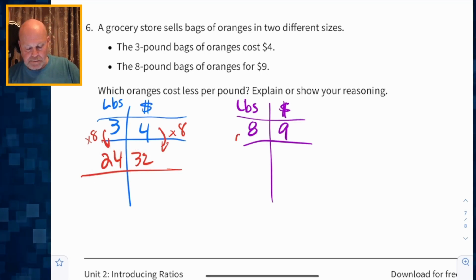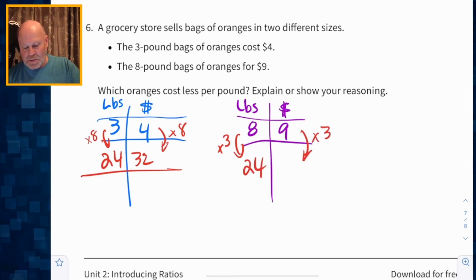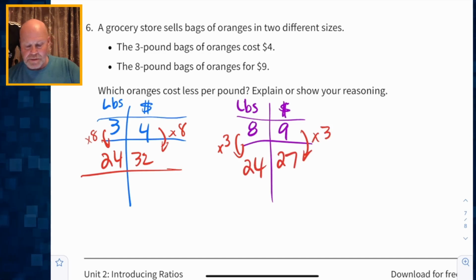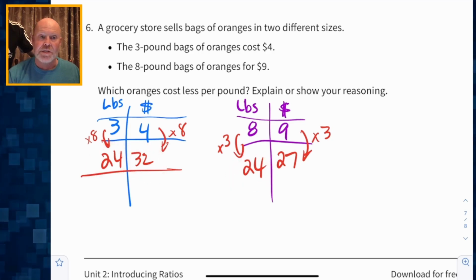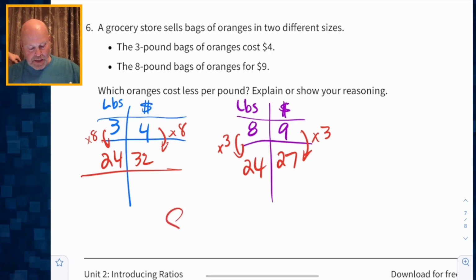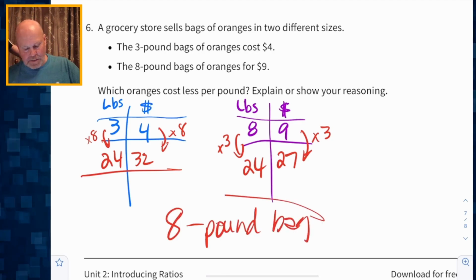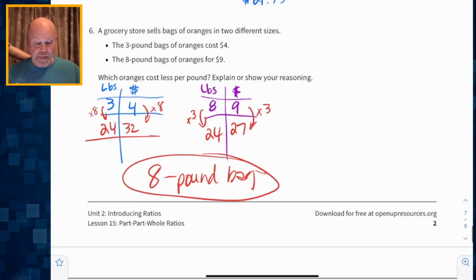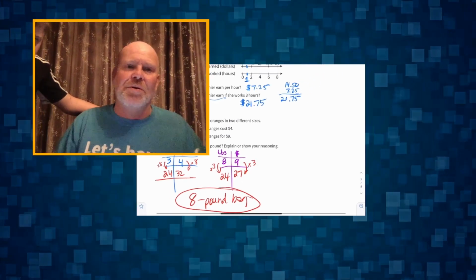And then similarly, I'll times this by 3. That gives me 24 pounds, and 9 times 3 gives me $27. So 24 pounds for the first bag costs $32, and for the second bag it costs $27. So we can obviously see the 8 pound bag is the better deal.